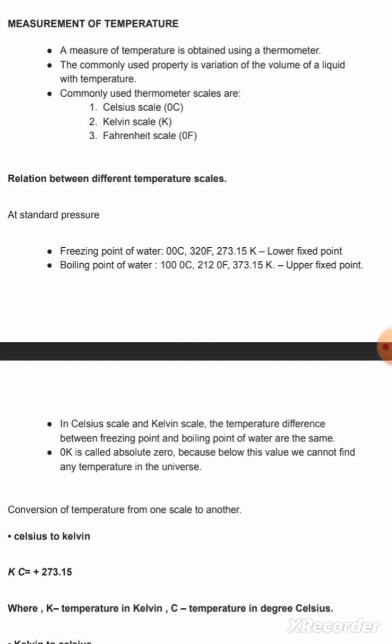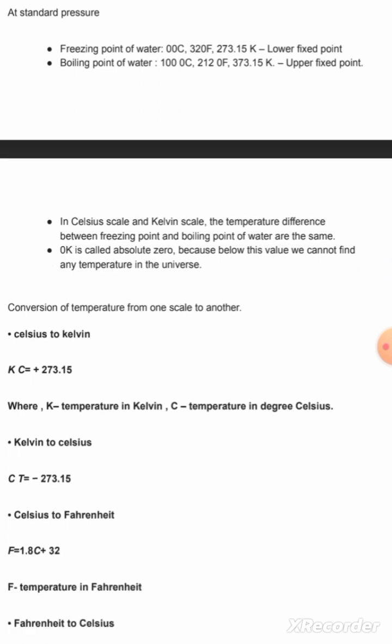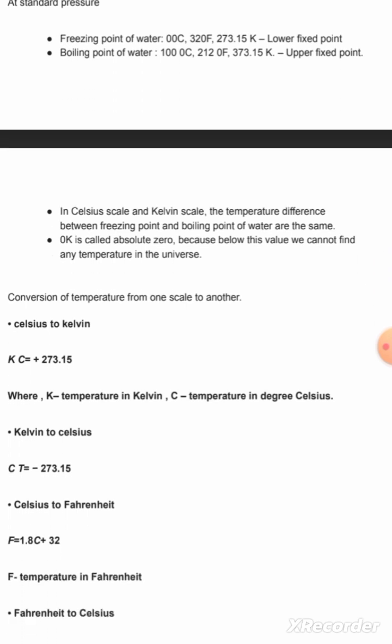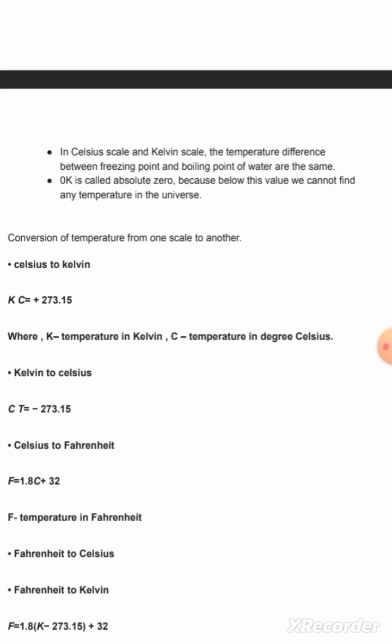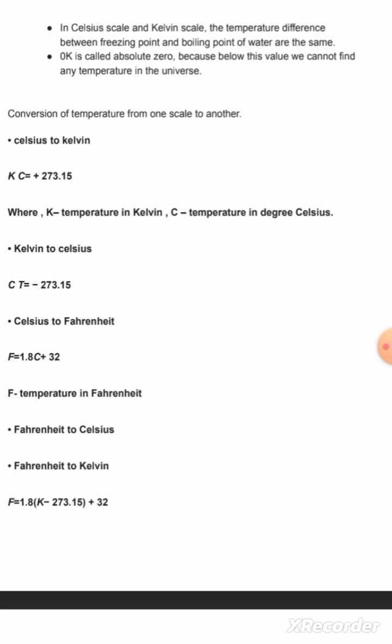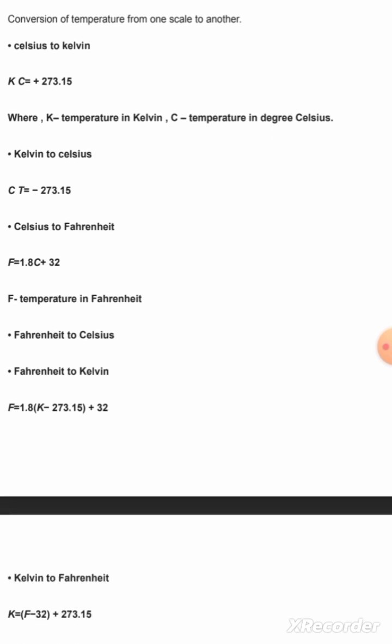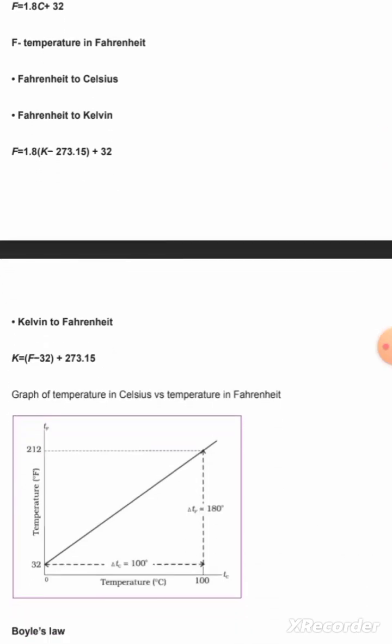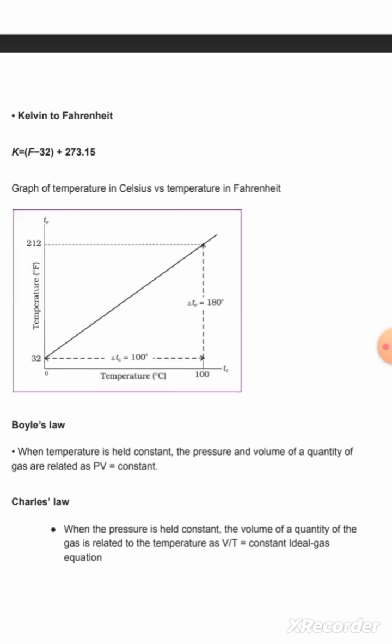Conversion of temperature from one scale to another. Celsius to Kelvin: Kelvin equals Celsius plus 273.15. Kelvin to Celsius: Celsius equals Kelvin minus 273.15. Fahrenheit is 1.8 times degrees Celsius plus 32. Fahrenheit to Kelvin, it's easy when you do it by writing the values and doing directly. Graph of temperature in Celsius versus temperature in Fahrenheit is given.